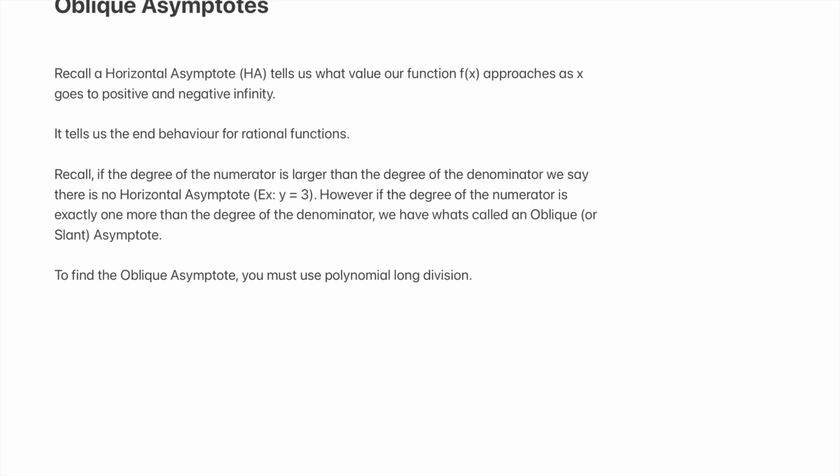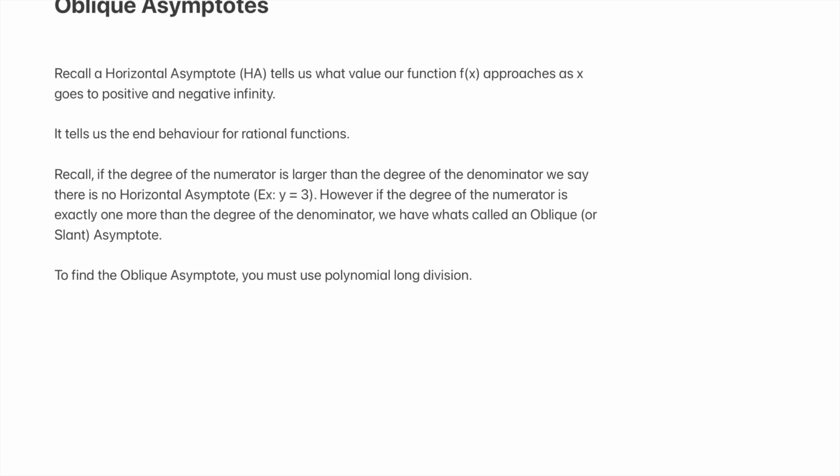If you recall, we said if the degree of the numerator is larger than the degree of the denominator, we say that there is no horizontal asymptote. For an example here, I show you y equals 3. Remember when we talked about horizontal asymptotes, we ask, does it approach a flat horizontal line? However, it turns out that if the degree of the numerator is exactly one more than the degree of the denominator, we still don't have a horizontal asymptote, but what we have instead is what's called an oblique, or sometimes a slant asymptote.